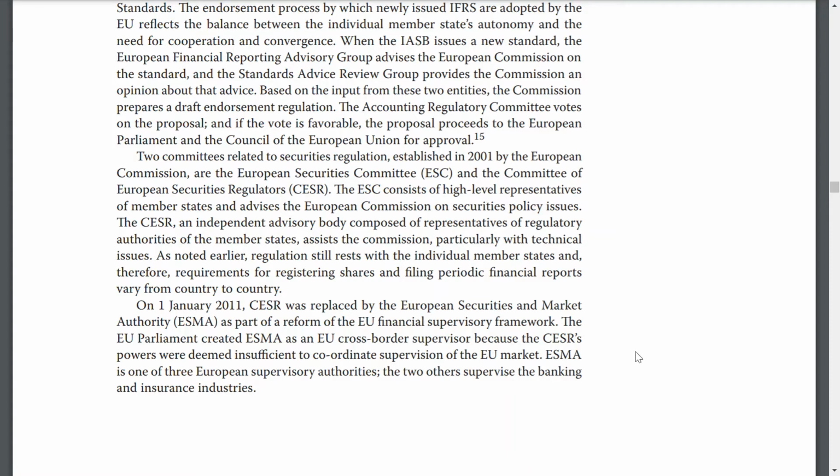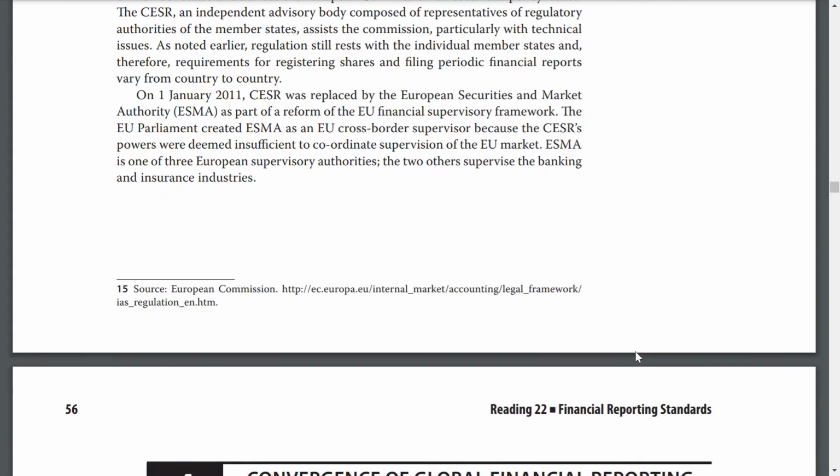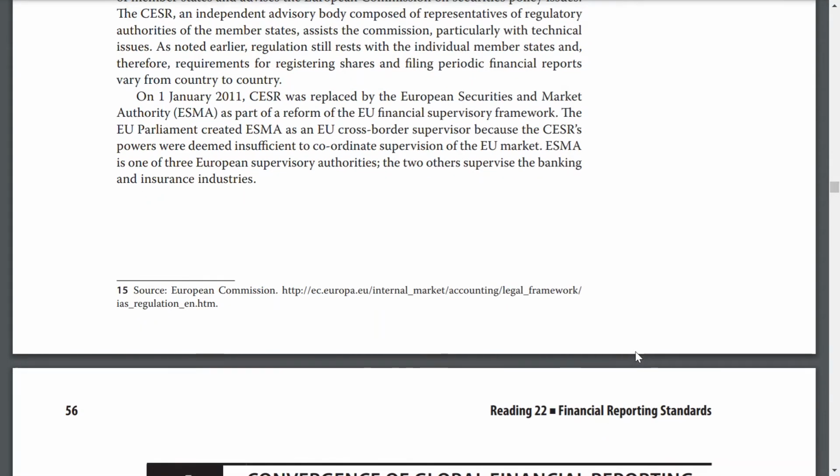On 1st of January 2011, the CESR was replaced by the European Securities and Markets Authority, or ESMA. As part of the reform of the EU financial supervisory framework, the EU Parliament created ESMA as an EU cross-border supervisor with the CESR's powers, and to coordinate supervision of the EU markets. ESMA is one of the European Supervisory Authorities, alongside two others supervising the banking and insurance industries.